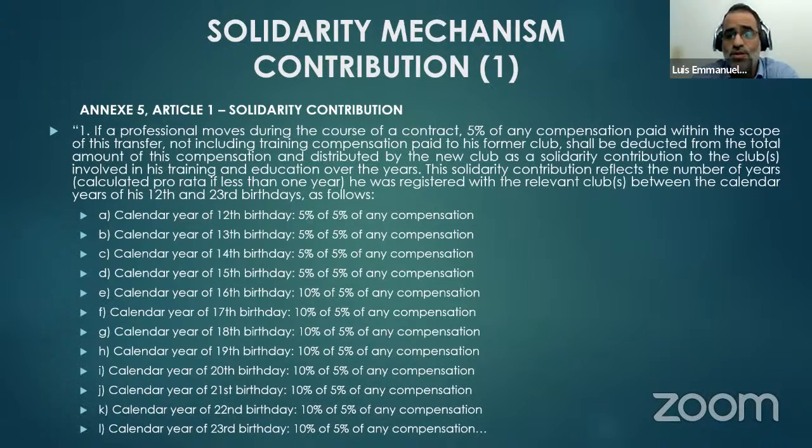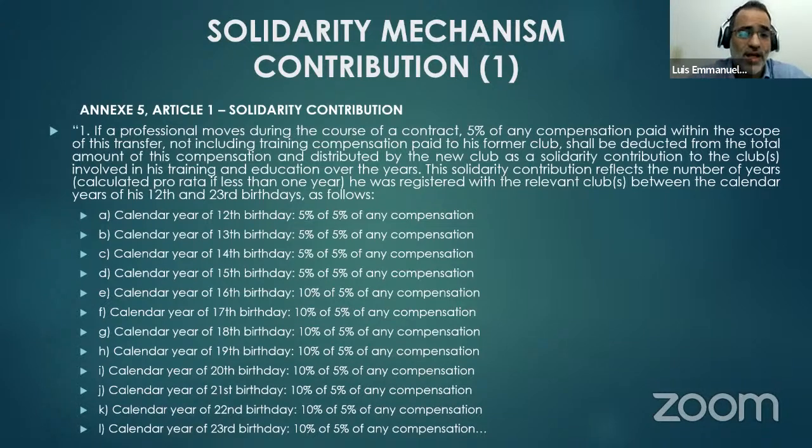This solidarity contribution reflects the number of years, calculated pro rata if less than 1 year, he was registered with the relevant club or clubs between the calendar years of his 12th and 23rd birthday. And then the article makes a breakdown per calendar year. As we can see, in the first years of training, the amount payable to the clubs is less. And the rationale behind it is that usually clubs invest more money and incur more costs as the player is more developed through the years.